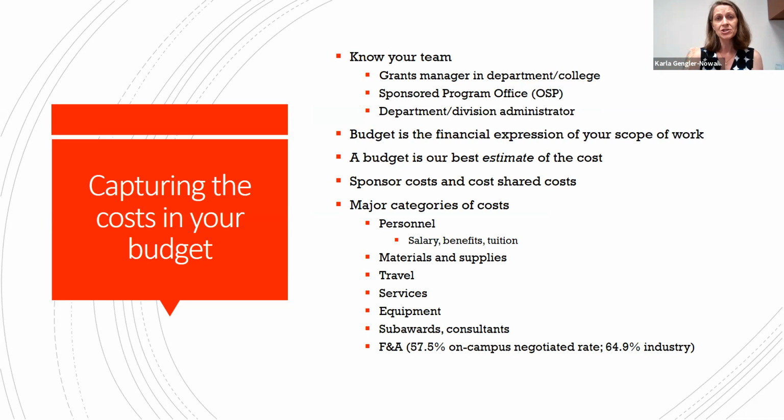So in these budgets, you've got some major, big, high-level categories. I'll talk about personnel on the next slide because I know that's probably a major question that many of you have. And that is going to be your salary, benefits, and then tuition if you've got graduate students.